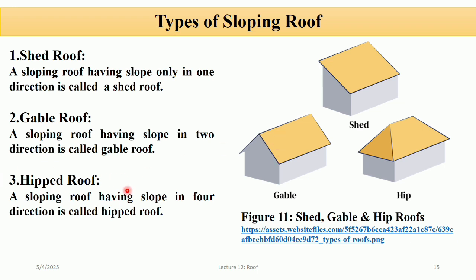The third one is the hip roof. A sloping roof having a slope in four directions is called a hip roof. You can see in the figure, the roof slopes in four directions. One is this, and the other side as well. All sides are inclined, so there are no vertical gable walls, and it is often used in bungalows and buildings in high wind or hurricane prone areas. The advantages of the hip roof are that it is more stable and wind resistant than a gable roof, and it gives a more compact and neat appearance.